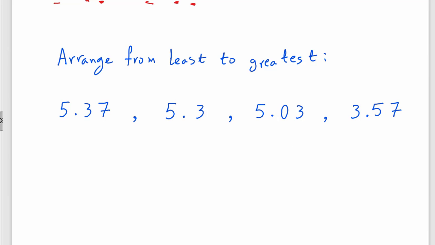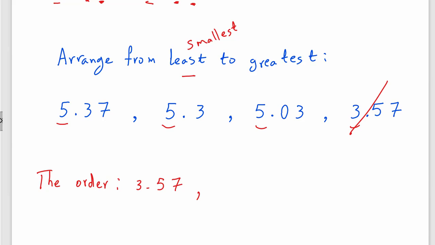And the first thing that you should think of is the whole numbers. Look at the whole numbers here: 5, 5, 5, and 3. We need the least, so the smallest. So here 3 is the smallest. So the order, we have 3.57, 3 and 57 hundredths is the smallest. Why is this one the smallest? Because for all of the others the whole number is 5, and for this one the whole number is 3.